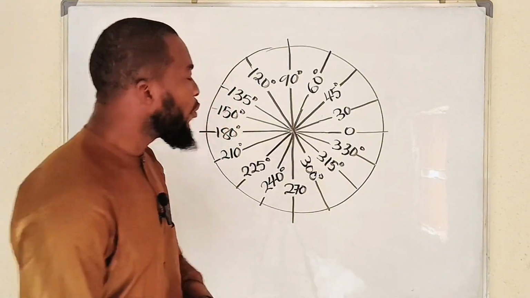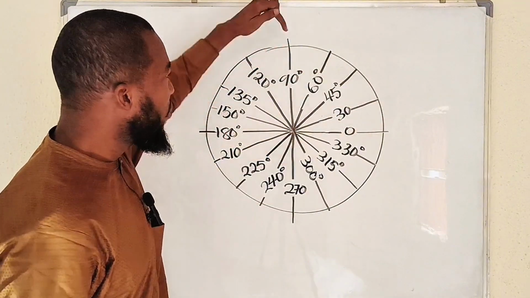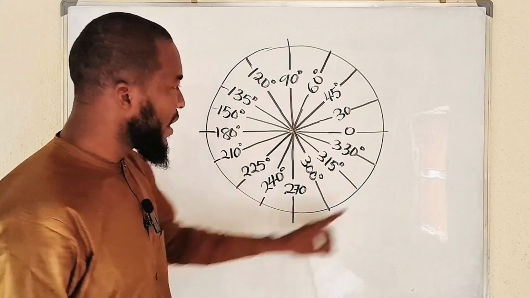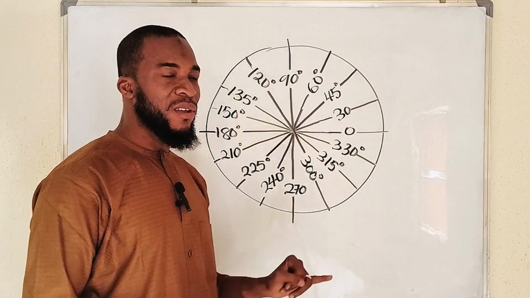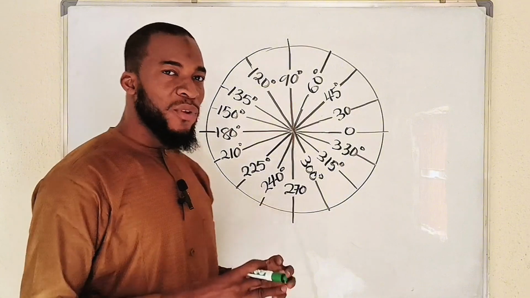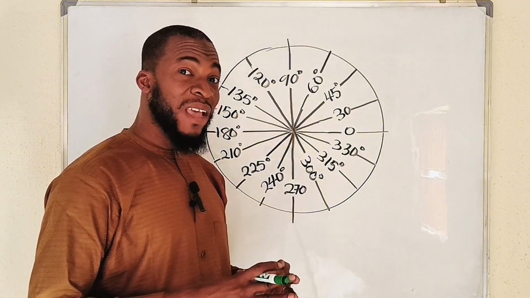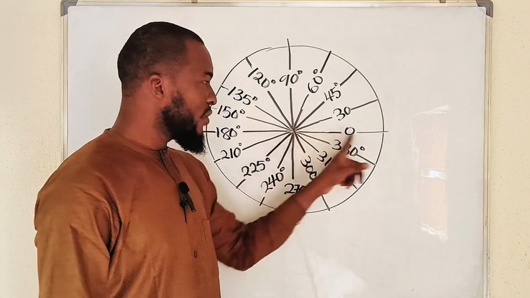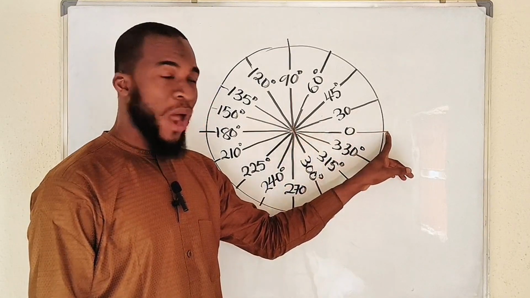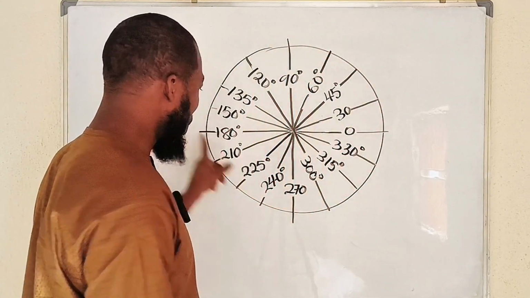Alright, to start, I'm going to start with these 4: 1, 2, 3, and 4. That are 0, 90, 180, and 270 degrees. Remember, a unit circle is a circle of radius 1 unit. Therefore, from the center, this point is 1, this is 1, this is 1, this is 1.